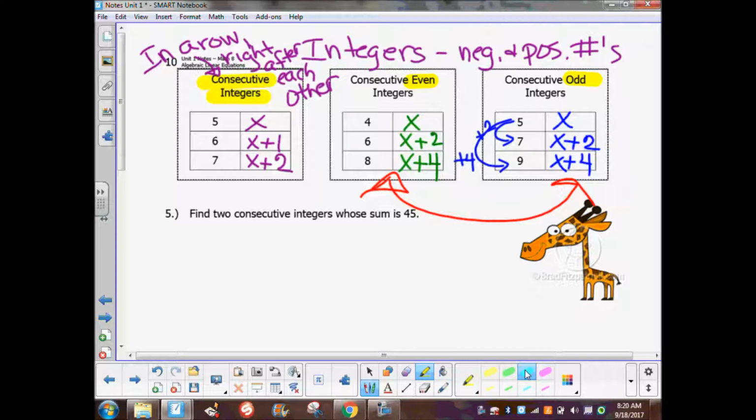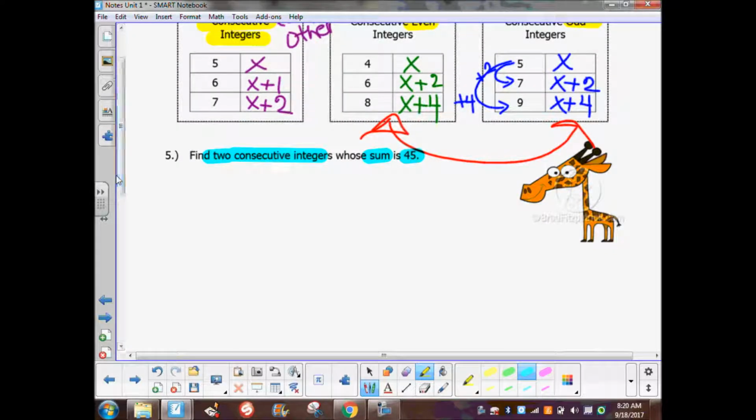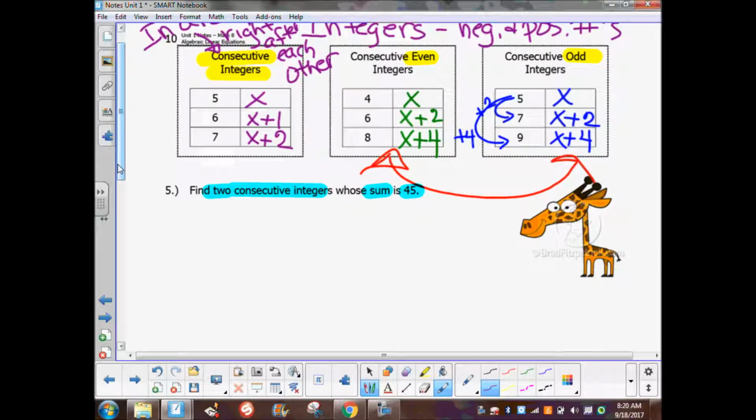2 more to go. So it says find 2 consecutive integers whose sum is 45. How many integers am I looking for? 2. And what kind of numbers am I looking for? Consecutive integers. So go right up to the top and use your little cheat sheet up here. This first one says consecutive integers. So my first integer always is going to be x. Always, always.